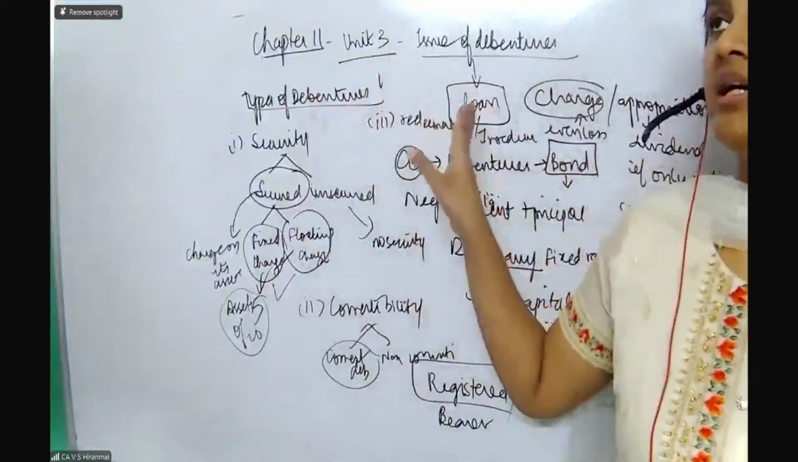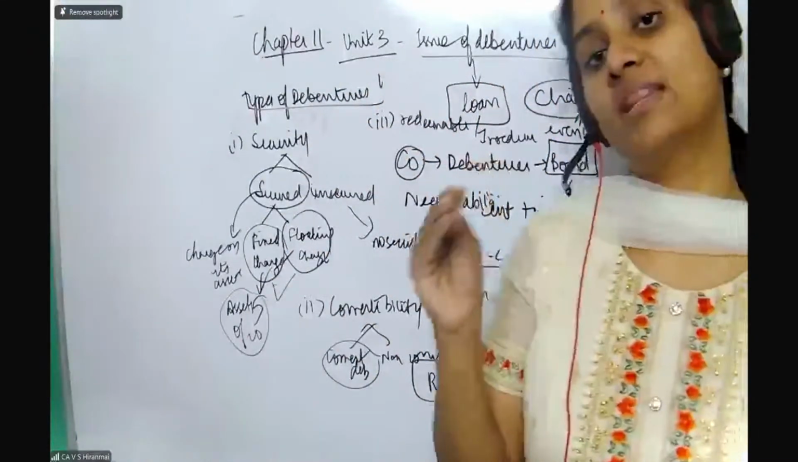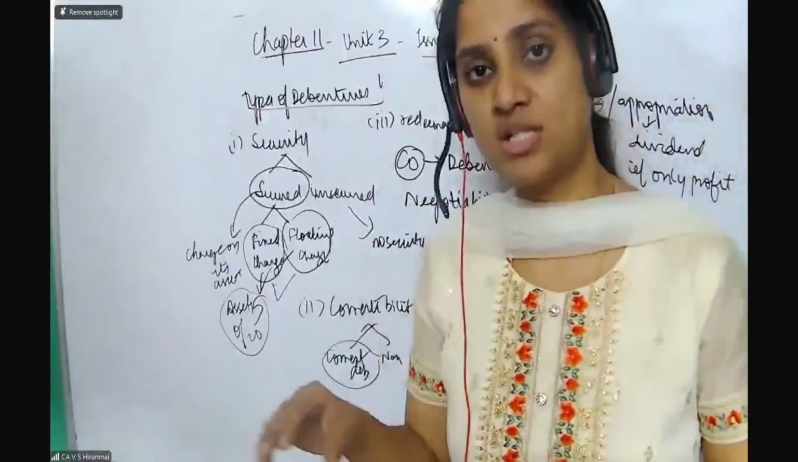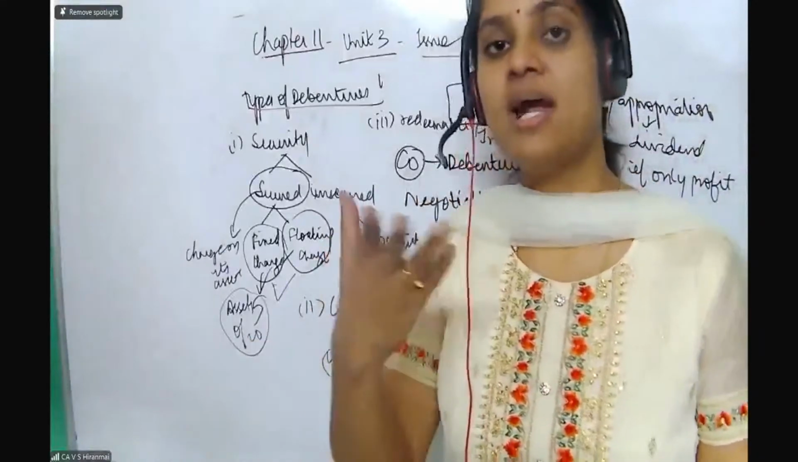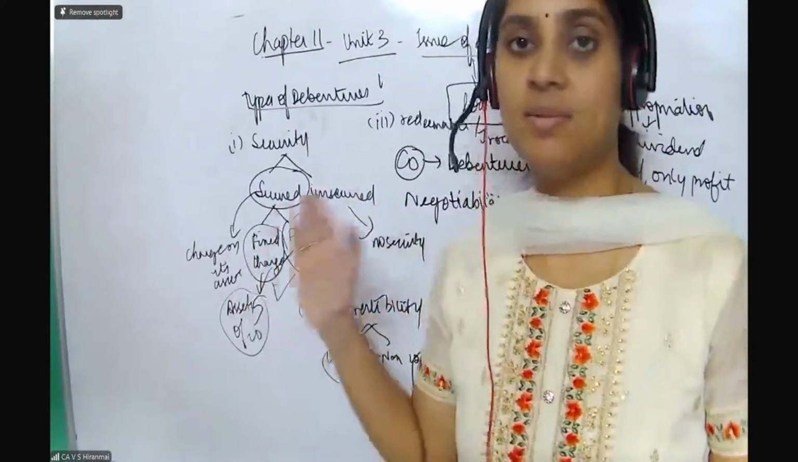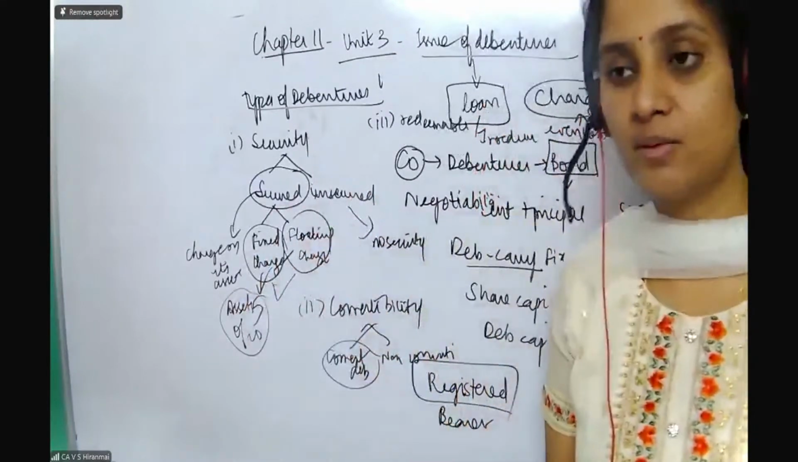Next, you have redeemable and irredeemable. At the time of issue itself, when you are talking about the redemption terms, you will say these debentures are issued for a period of so and so years, and I'm going to repay it back after a particular time. Then you will call it redeemable. Irredeemable, you are not going to repay it during the lifetime.